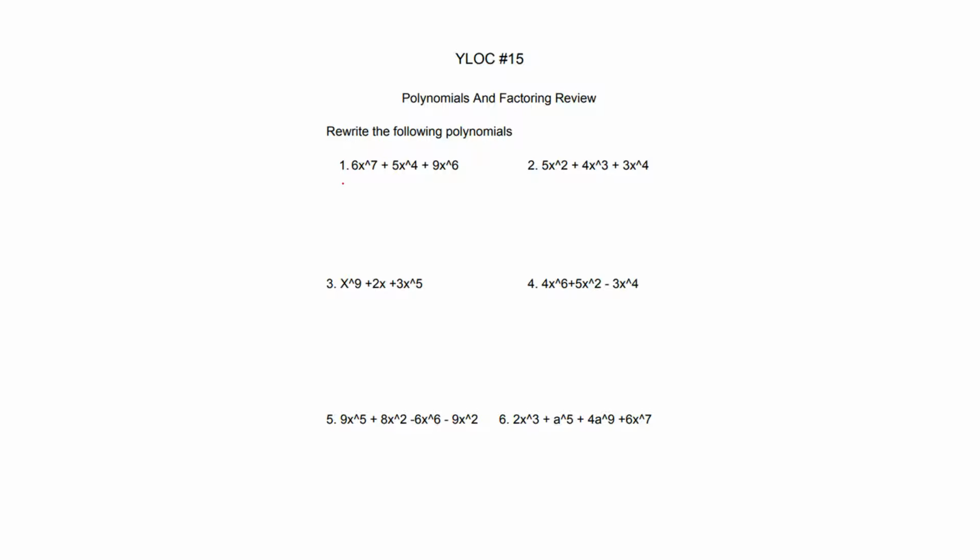So for number 1, we have 6x to the power of 7 plus 5x to the power of 4 plus 9x to the power of 6. So you look at these exponents, 7, 4, and 6. And then you order them from greatest to least. So that would mean we have 7, then 6, then 4.